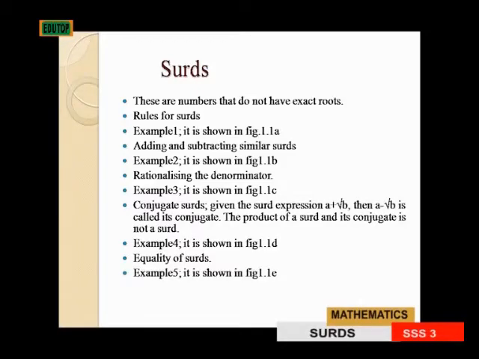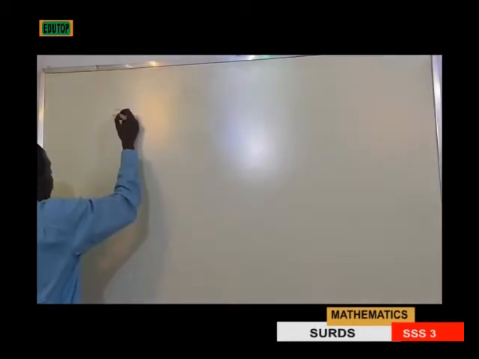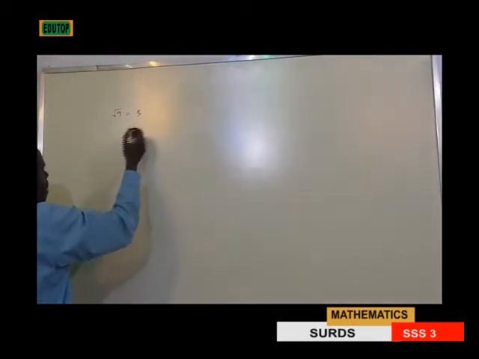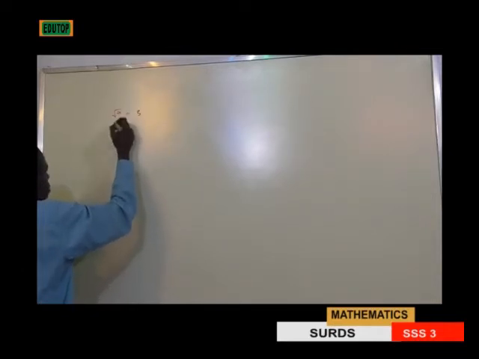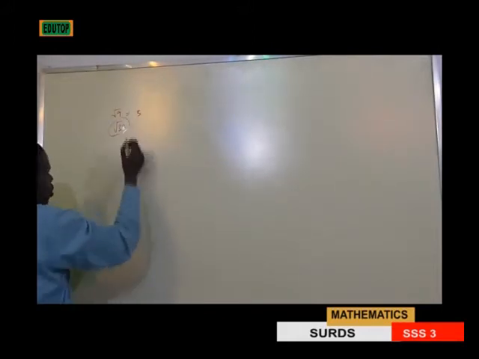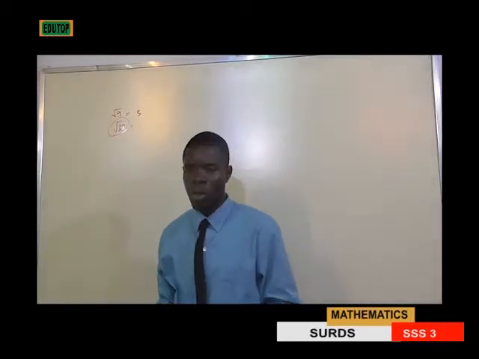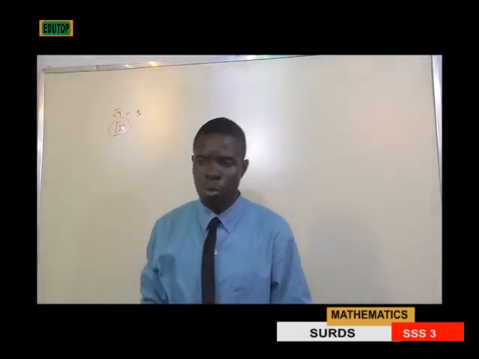Exact roots. If you say the square root of 9, we have 3, then we say 9 is a perfect square. This is not a surd. But if we say the square root of 32, we can't have an exact value for this, and we call this a surd. So that is what is meant by surd.